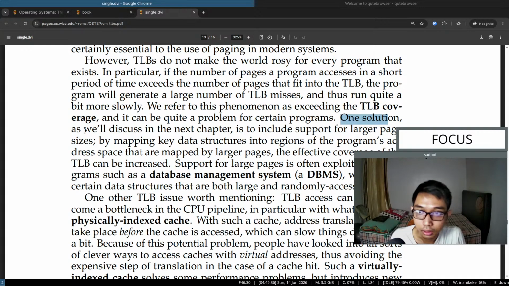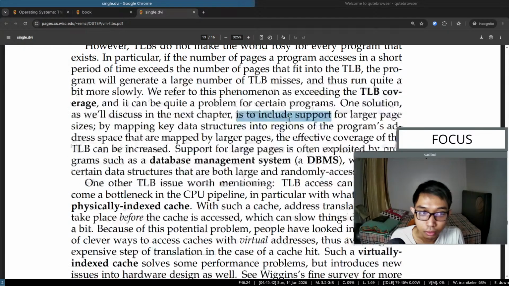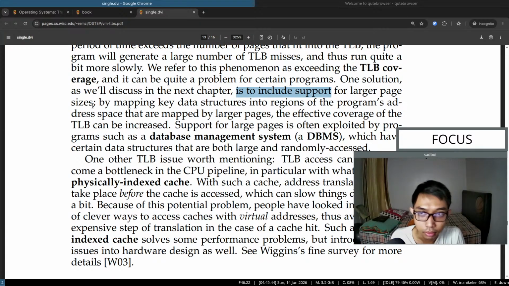One solution, as we will discuss in the next chapter, is to include support for larger page sizes by mapping key data structures into regions of the program's address space that are mapped by larger pages. The effective coverage of the TLB can be increased.